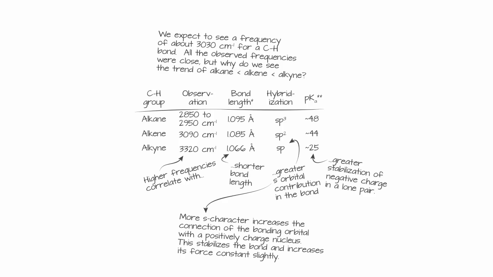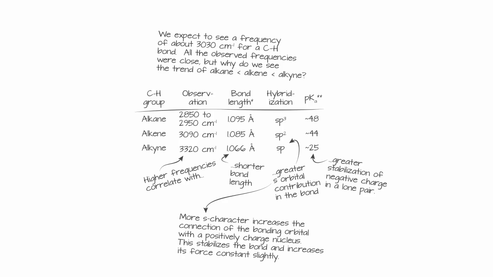It seems to correlate with hybridization. The greater the S character in your bond, the higher the frequency of vibration. And it seems to have a correlation with pKa, or the acid dissociation constant for that proton leaving and leaving behind a negatively charged carbon. And that would relate entirely to the ability of that carbon to stabilize that negative charge. And you can see that carbons that can stabilize a negative charge in a lone pair, like an alkyne, have a much lower pKa and therefore are much more acidic, more likely to give up that proton than, say, an alkane. Now, all of this seems to relate to the S character.